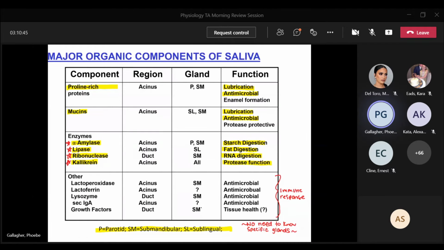Okay, so he said you don't have to worry about the glands, so don't worry about the glands. Unfortunately, he didn't tell us that last year, so I actually memorized the glands, and I don't think it was worth my time. And then the function you should memorize and the general components.